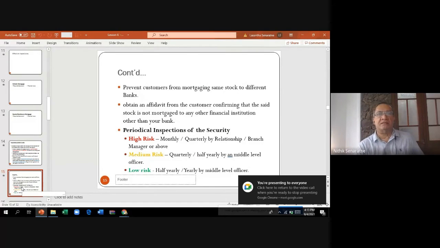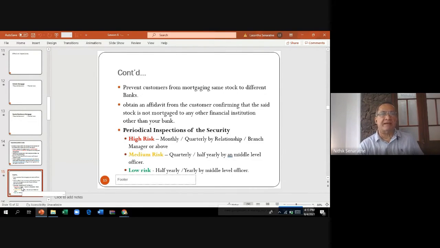Prevent customers from mortgaging the same stock to different banks. I told you there is a trend where the same customer mortgages it to different banks. Obtain an affidavit from the customer confirming that the said stock is not mortgaged to any financial institution other than the bank. Now, periodical inspection of security, I told you that you have to go for spot inspection. If it is high risk, monthly or quarterly by the relationship or branch manager or above. A medium risk, quarterly or half yearly by a middle level officer. Low risk, half yearly or yearly by a middle level officer.